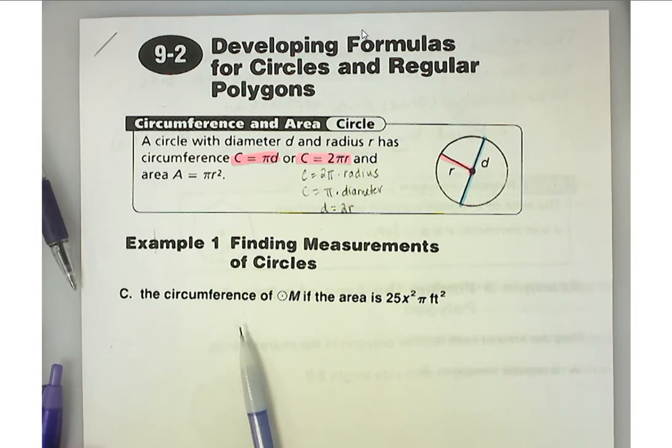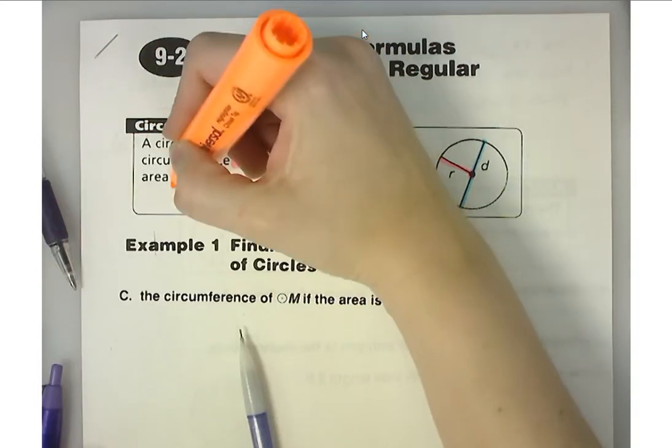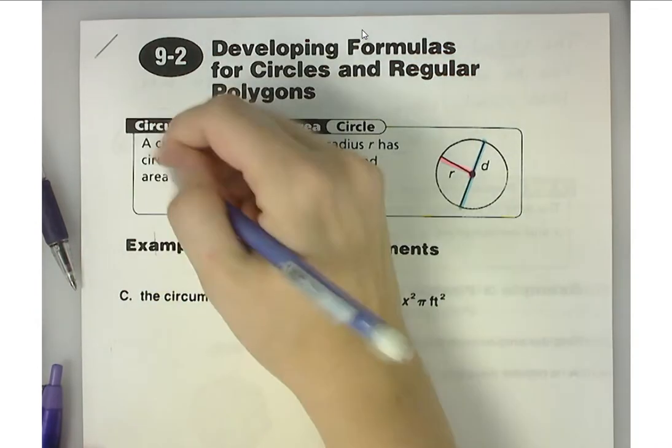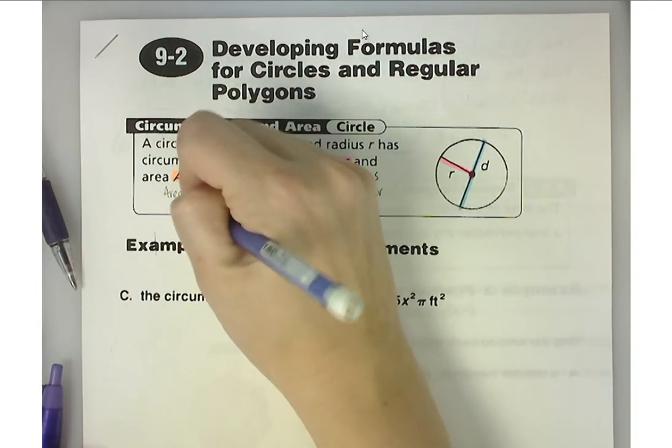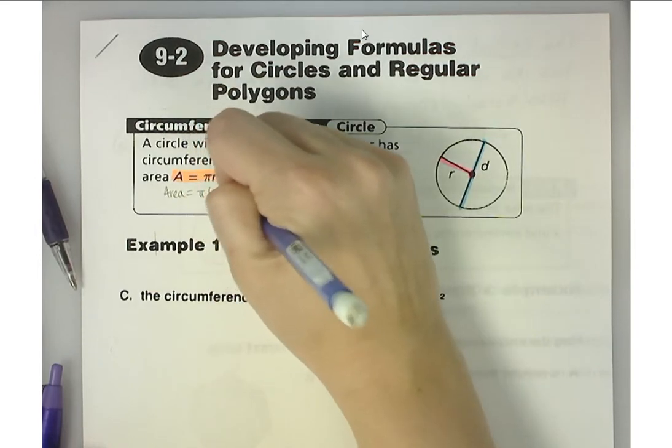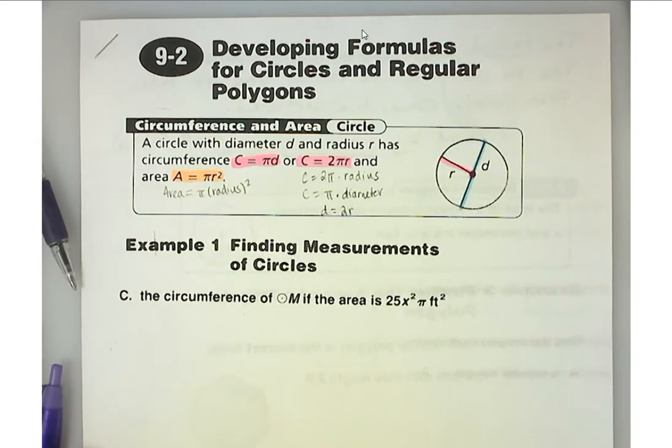Okay, and then Jared, what was the other formula we had in our box? Area equals pi times radius squared. Good, okay, so the area is going to equal pi times the radius squared.